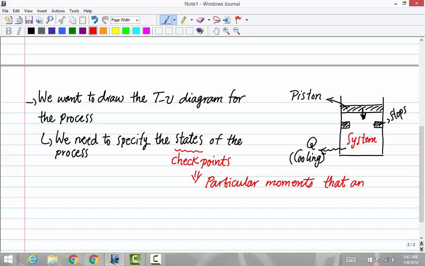Particular moments that an event ends or starts at.